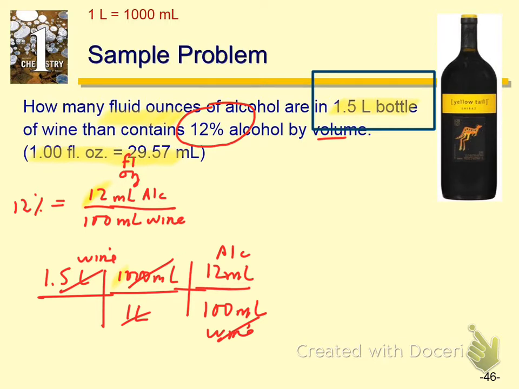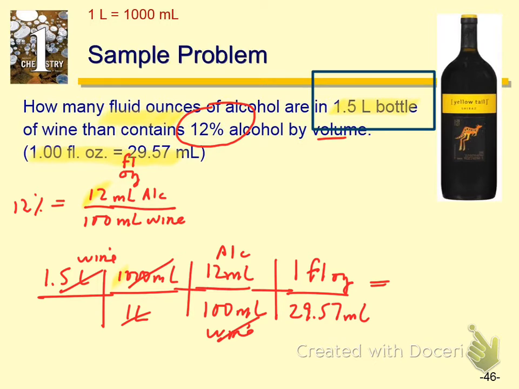You can see the milliliters of wine are going to cancel out the milliliters of wine. And now at this point I've got milliliters of alcohol, and then we just have one step. We need to get it to fluid ounces. So we're going to say there's 1 fluid ounce per every 29.57 milliliters. And we're going to plug that in our calculator and see what we get.